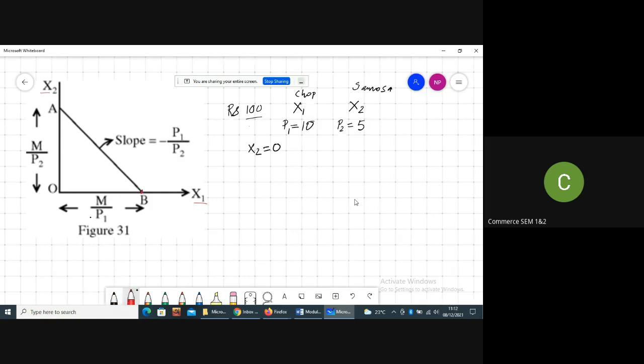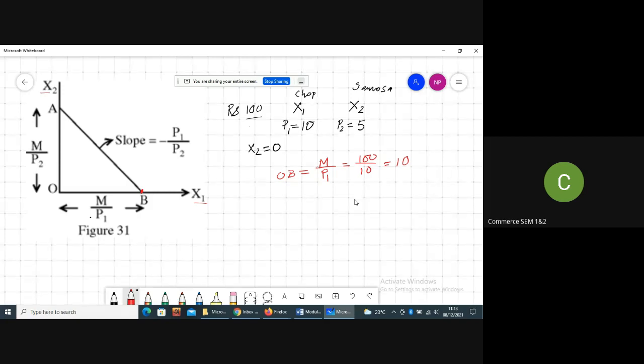So this point B, or the distance OB, the horizontal intercept, will be M, the money income, divided by P1, the price of commodity 1. Here it is 100 by 10, so that will be 10. At point B, you are consuming only this OB amount of X1 and 0 amount of X2. So you got this point B. So point B will be one such boundary point of your budget line.